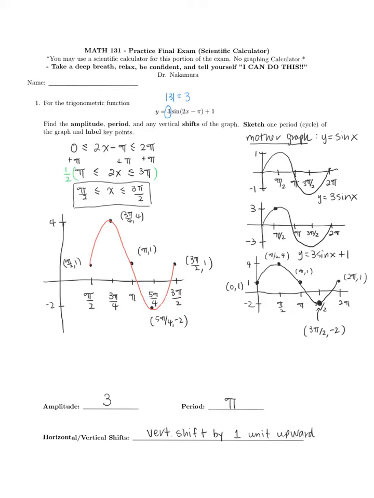And horizontal shift, what you have to do is what? Shift the whole entire graph by pi over 2 units to the right. So horizontal shift. Okay, I'll just write it as shift by pi over 2 to the right. I think this is good enough. Alright, so that was number 1.